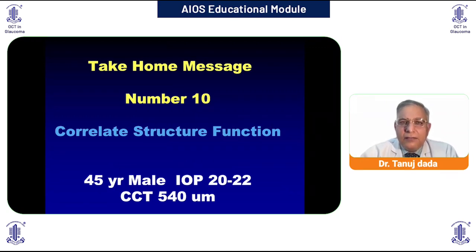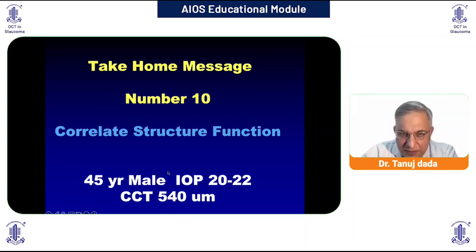And finally, whenever you see defects on the OCT, for the best confirmation, you should do correlation of structure and function. So try to correlate the defect on the OCT also with the defect on perimetry.